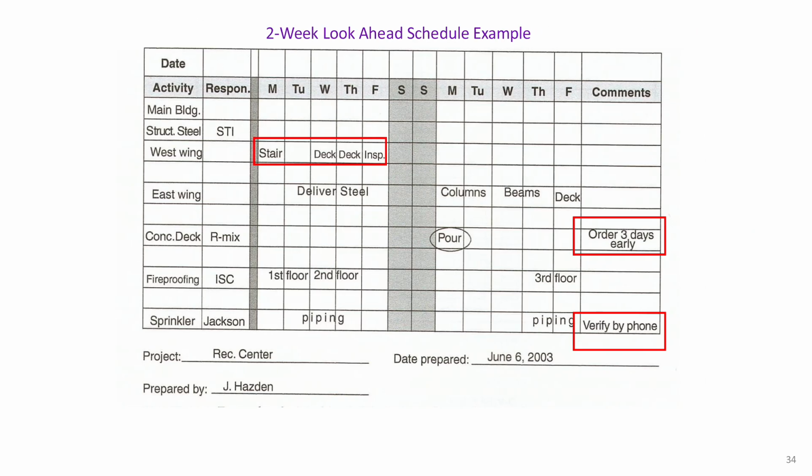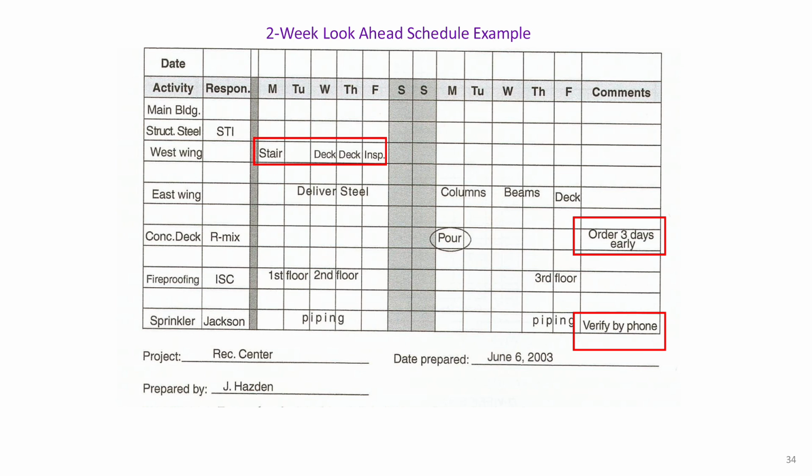Here's a sample of a typical look-ahead schedule. Most of the time, these are developed on a weekly basis, but you'll also see 2 or 3 week short interval plans depending on the project's needs. As you can see, the focus is only on the upcoming 2 weeks. We're not trying to cover the entire project here, just the immediate work ahead.